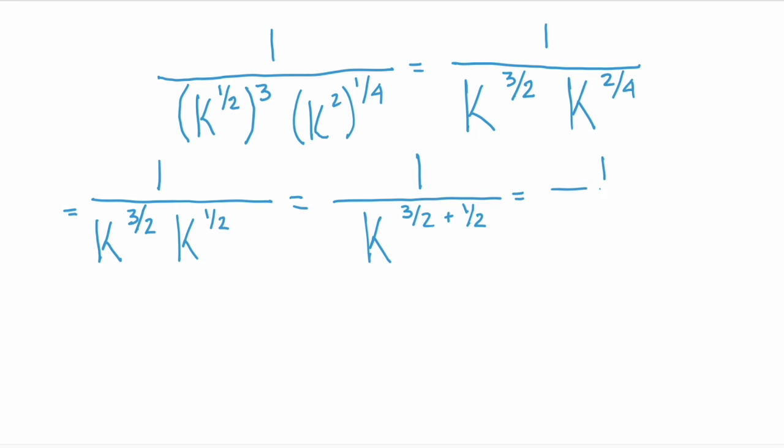And when we add 3/2 and 1/2, we get 4/2. So we have k to the power of 4/2 in our denominator. Well, 4/2 simplifies. So we have 1 over k to the power of 2, or 1 over k squared as our final answer.